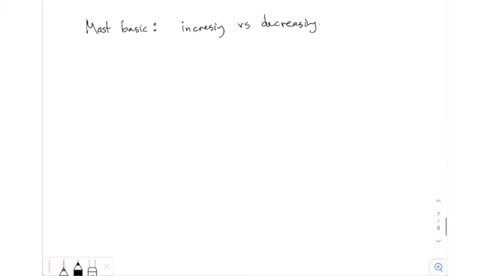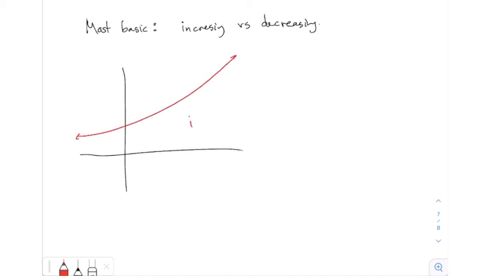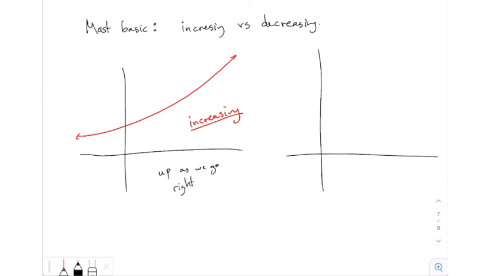And what does that have to do with the derivative? This is a simple idea. Increasing means it goes up as you go to the right. This is increasing. And decreasing is going down as you go to the right. Something like this, that is decreasing. Make sure you always consider the picture from left to right when you talk about increasing versus decreasing. This is down as we go to the right.